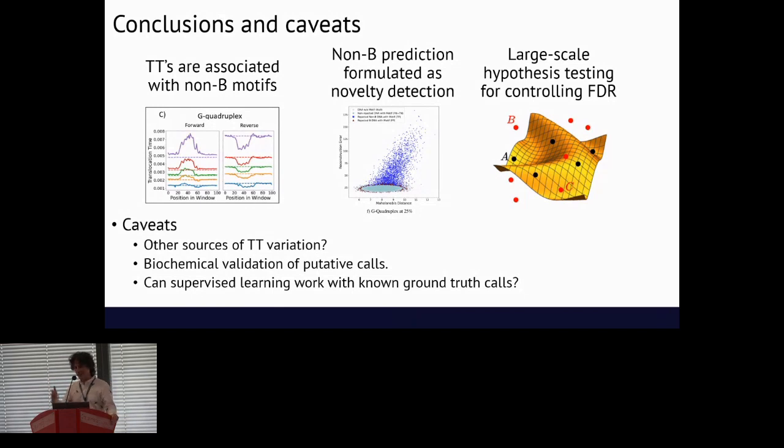Some caveats. We suspect there are other forms of translocation time variation. Methylation is one; we didn't include that in the study. We do need to do biochemical validation of these putative calls. And once you have biochemical validation, maybe a supervised learning method is preferable to semi-supervised.